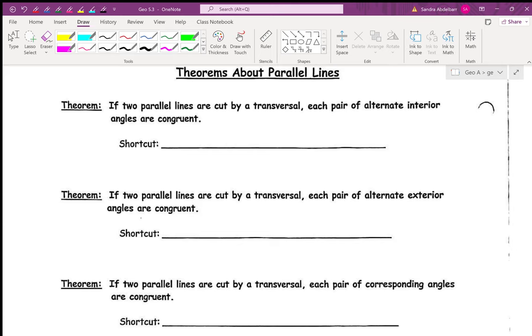So the first one, if two parallel lines are cut by a transversal, each pair of alternate interior angles are congruent. So we're given parallel lines, so we start off with parallel lines. We're given the parallel lines. Then we draw our arrow. And that's going to have us conclude that the alternate interior angles are congruent.